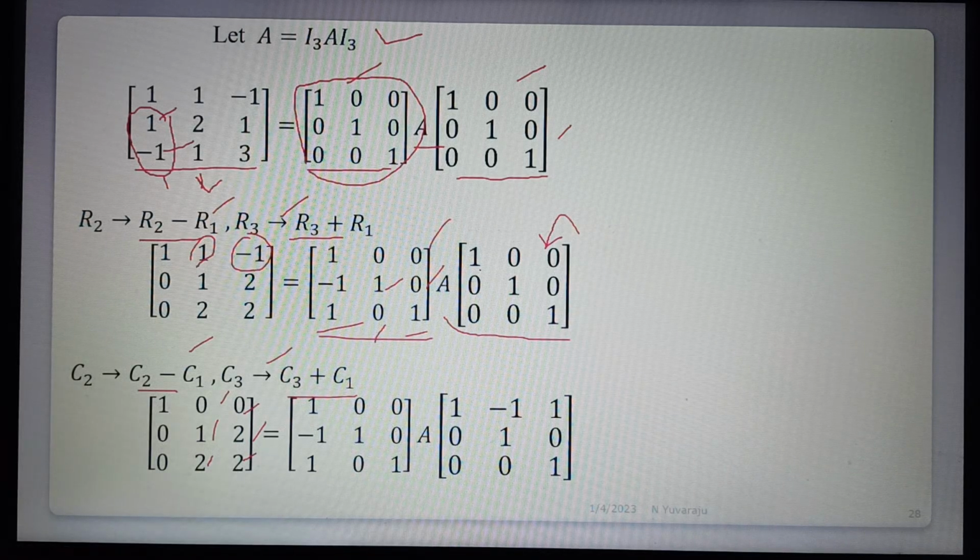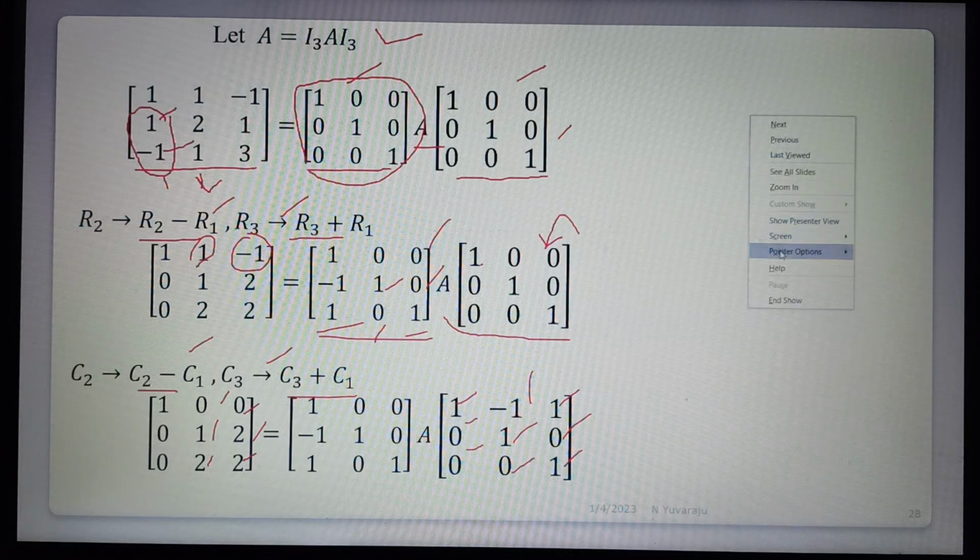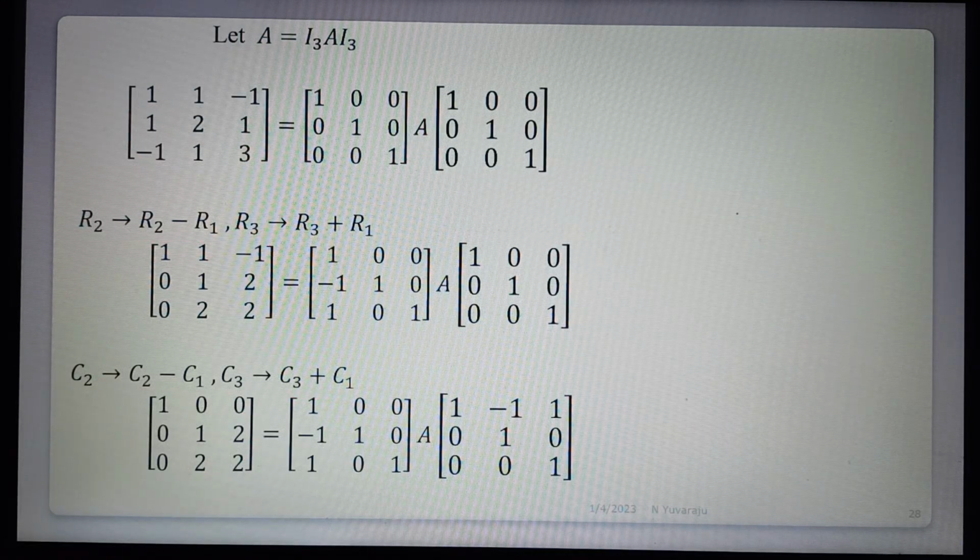Now 1, 0, 0, minus 1, 1, 0, 1, 0, 1, same A. Here C1 is the same, 1, 0, 0. C2 minus C1: 0 minus 1, minus 1; 1 minus 0, 1; 0 minus 0, 0. Next C3 plus C1: 0 plus 1, 1; 0 plus 0, 0; 1 plus 0, 0. This is a continuation.